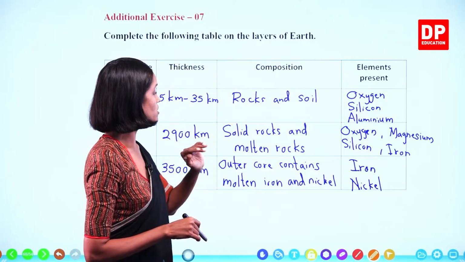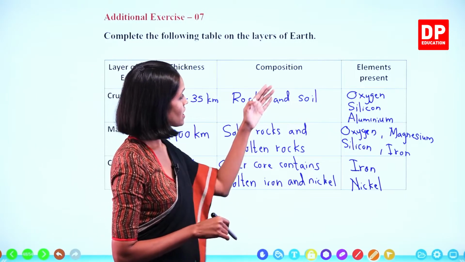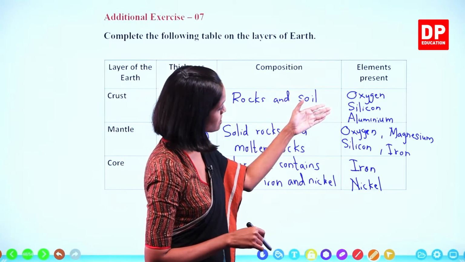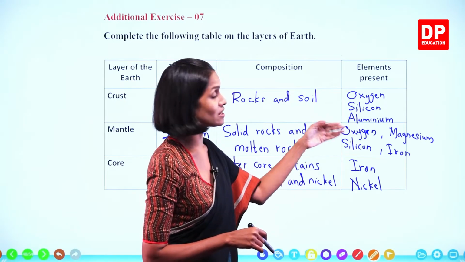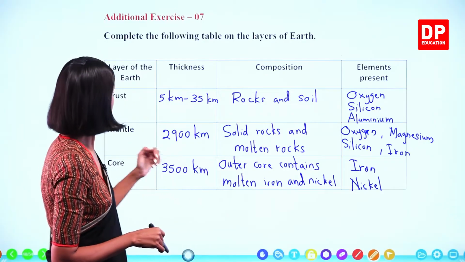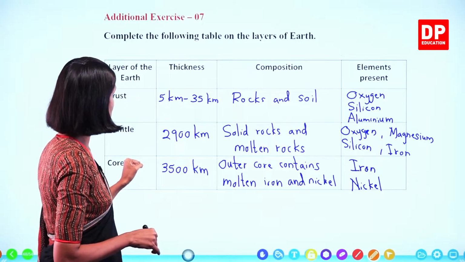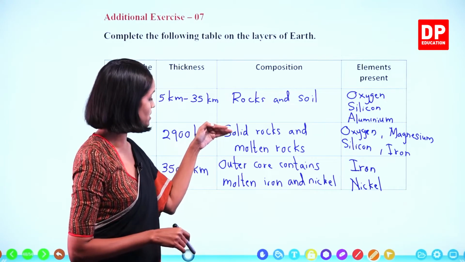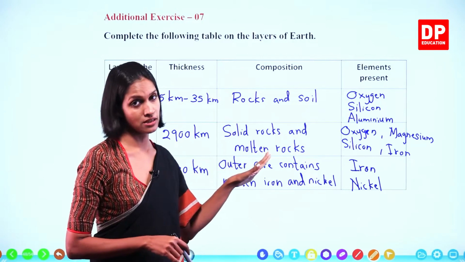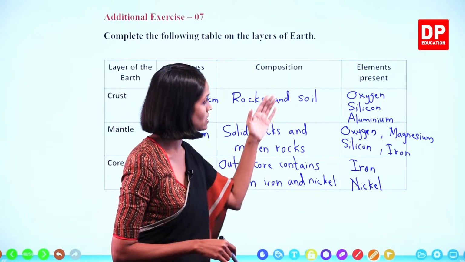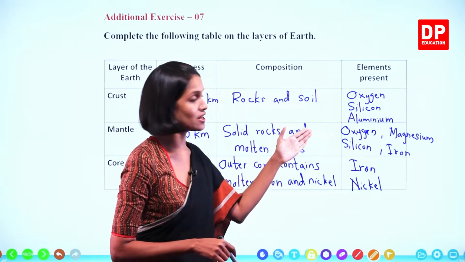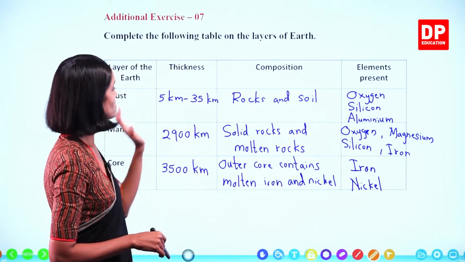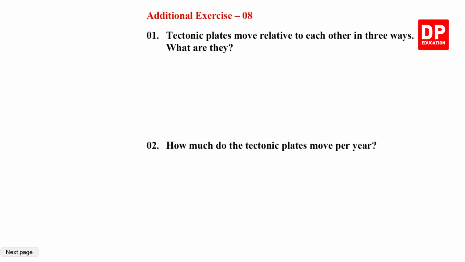Composition: solid rocks and molten rocks present. Elements present: oxygen, silicon, magnesium and iron mainly. Core: the thickness is 3,500 kilometers. Composition: the outer core contains molten iron and nickel because of the very high temperature. Elements present: iron and nickel. We'll move on to the next.